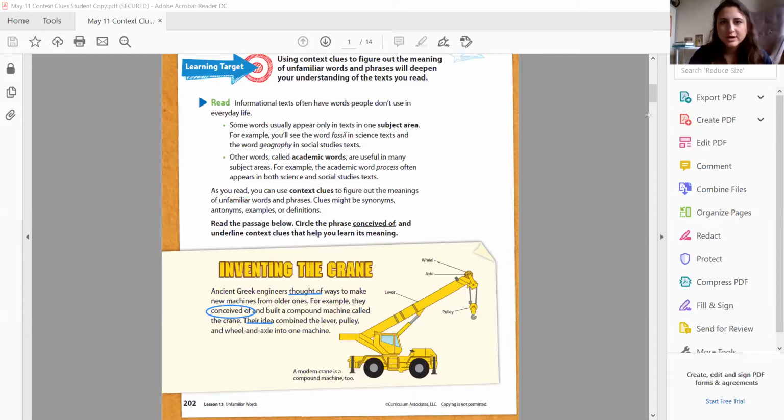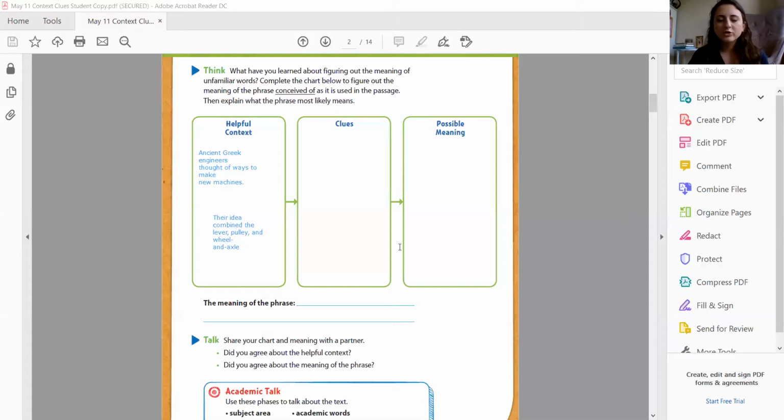Okay, so those context clues make me try to think about what that word conceived of means. So let's look at the next page, page 203, and let's use this chart to help us organize our thinking. Okay, so the first box says helpful context. Some of the helpful parts of this are going to help us figure out our word that we're not sure of the meaning of yet. So I listed here in our helpful context, 1, ancient Greek engineers thought of ways to make new machines.